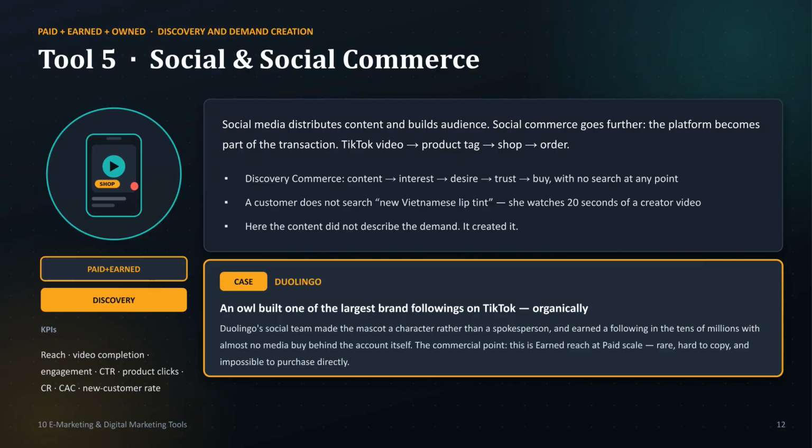Tool 5 covers social and social commerce. It is for discovery and demand creation. Duolingo mastered this by building a massive organic following, proving that entertainment can become a sales engine when done authentically.